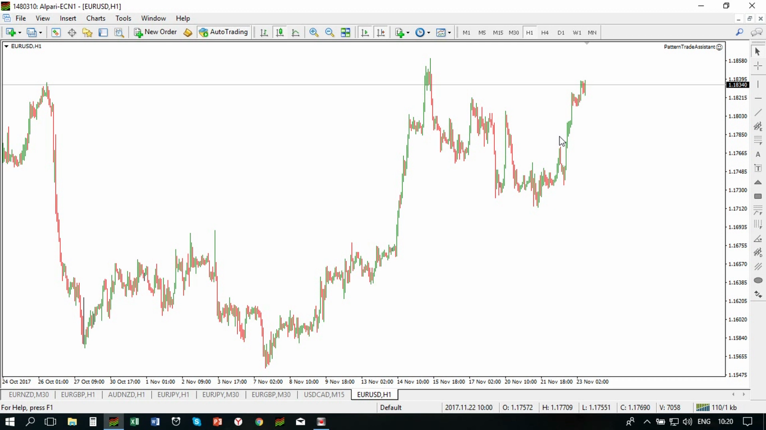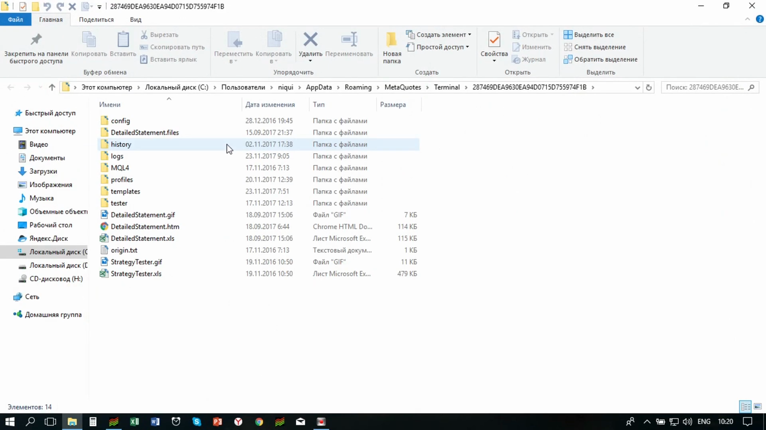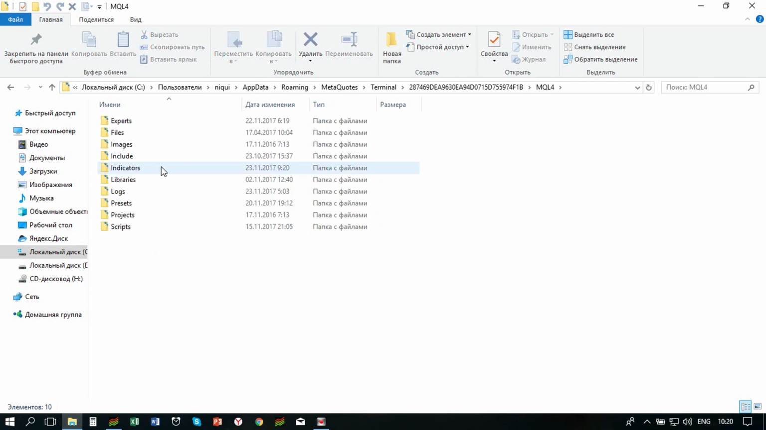And first of all, we need to install the software. What we are to do, we are to copy the files that I sent you, and we are to go here, open file, open data folder, and then MQL4, and then indicators, place Monster Pattern Search here, MPS-3.4 should be placed here, and place experts here. Pattern Trade Assistant is an expert, is the second file that I sent you.